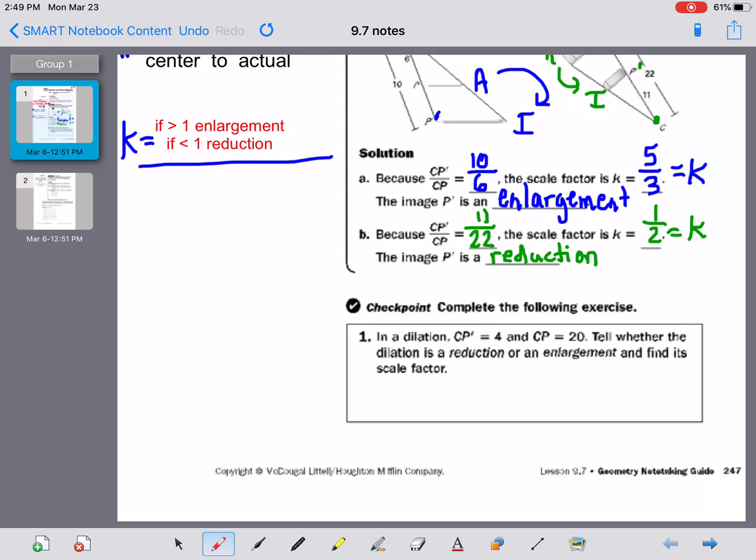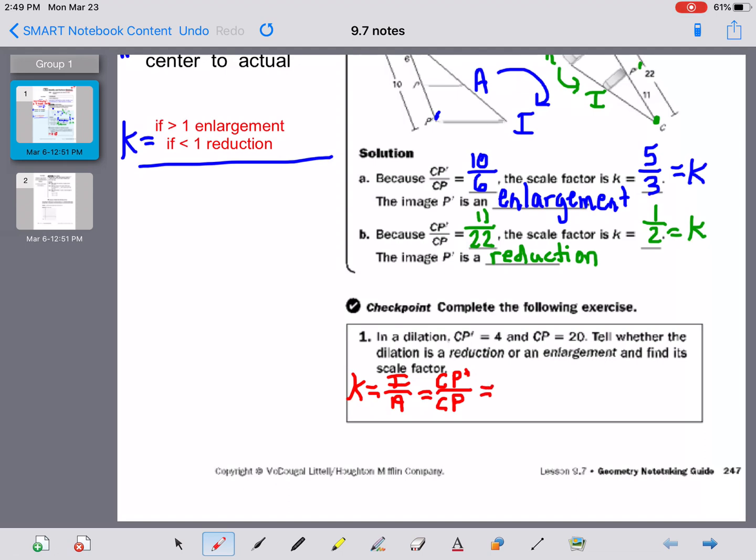And to tell whether the dilation is a reduction or an enlargement and find its scale factor. Well, we really can't tell our reduction or enlargement without a picture or without a scale factor. So let's find our scale factor first. So K stands for my scale factor, and I usually do image over actual. Remember, my image here, because I don't have a picture and I don't have a length, goes from my center of dilation to my image point, so CP prime. And my actual goes from my center of dilation to my actual point, so CP.